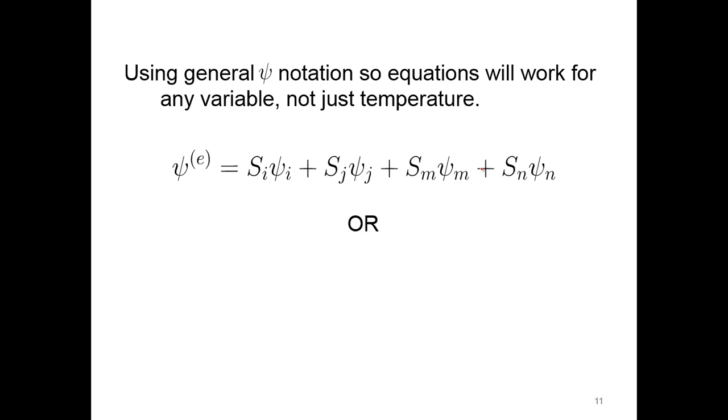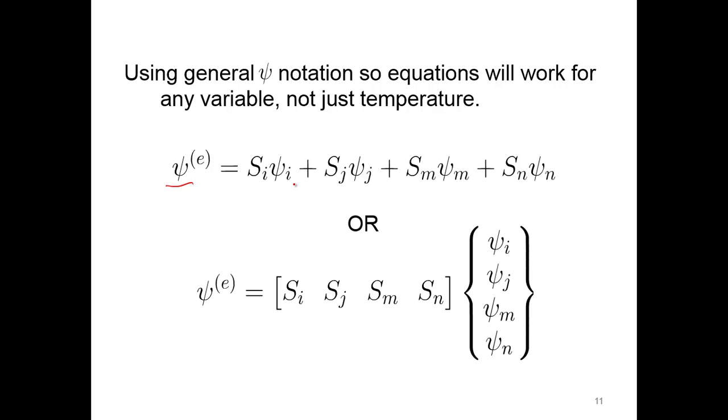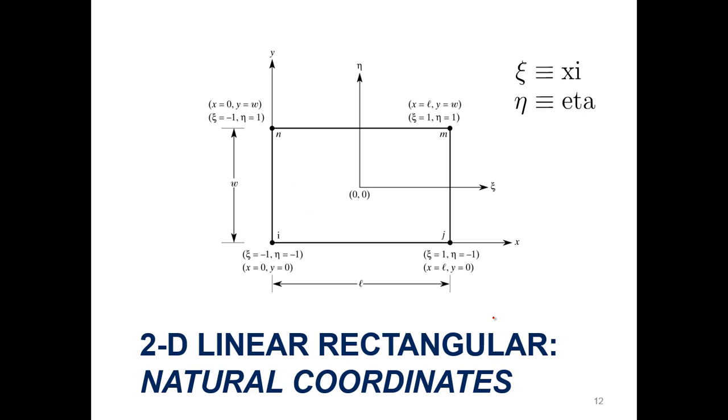All right, we can make this very general and substitute in our psi. So instead of temperature, we have our psi here for our element. Using the shape functions, we can figure out the psi at any location within the element. And in matrix form, it is the second equation set up here.